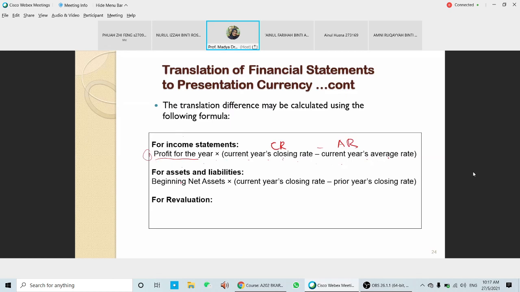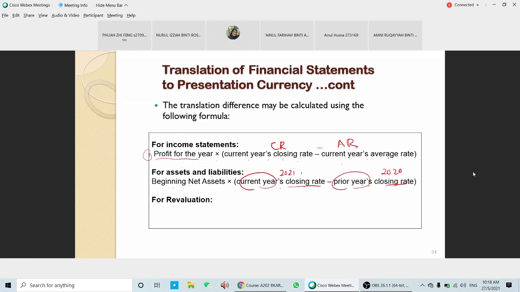For the assets and liabilities here, the beginning net asset is the current closing rate minus the prior year closing rate. Okay, for example, now we are in the year 2021. Let's say the current year closing rate at the end of the year 2021 minus the closing rate of the year 2020. So this is for the assets and liabilities. Both of these use the closing rate, but this one is prior year and this one is current year.